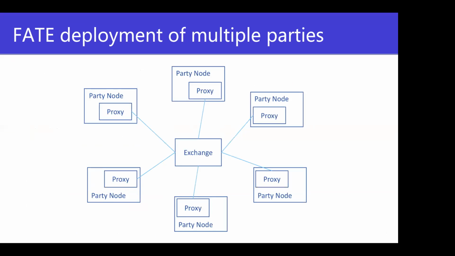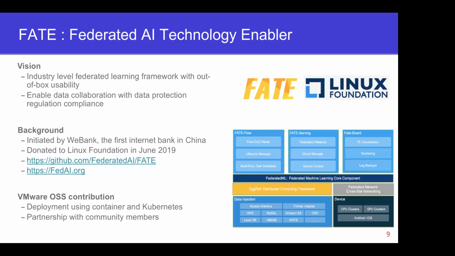If you want to build federated learning machine learning applications, we need some powerful tools for the training. There's an open source project called FATE, a Federated AI Technology Enabler, that can help us to do so. FATE was initiated by WeBank, the first internet bank in China, and was donated to the Linux Foundation early June this year.